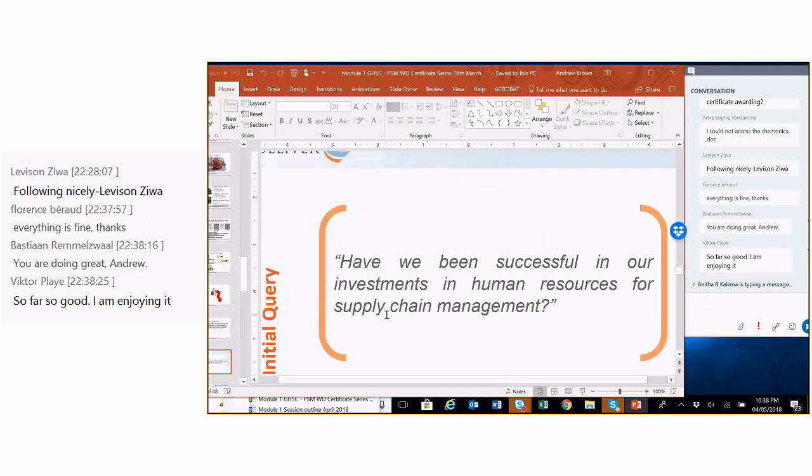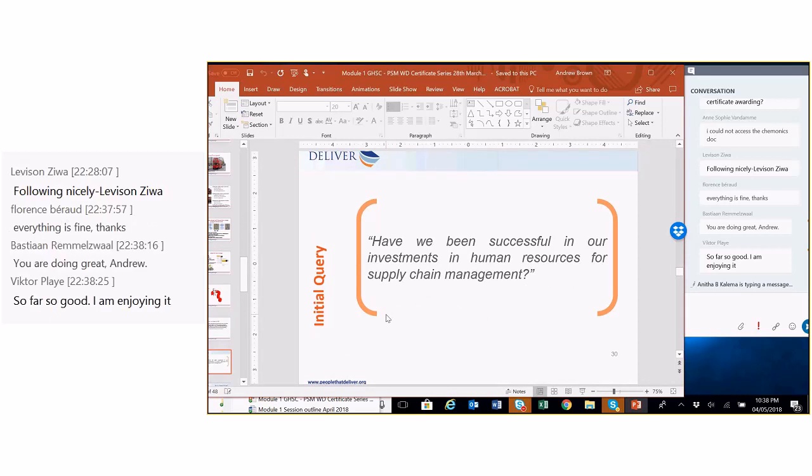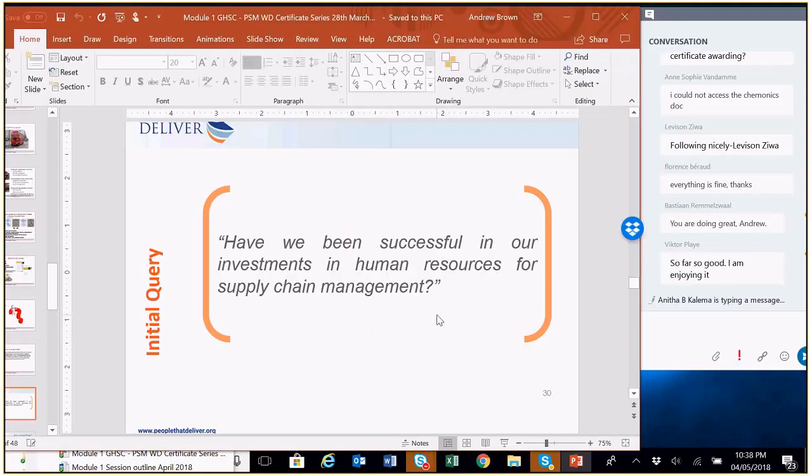Now, USAID was asking the question, and with People That Deliver is, have we been successful in our investments in human resources for supply chain management? There's been investments from projects with regard to human resources management over the last number of years, several $100,000 worth of investments, and that was the particular question.